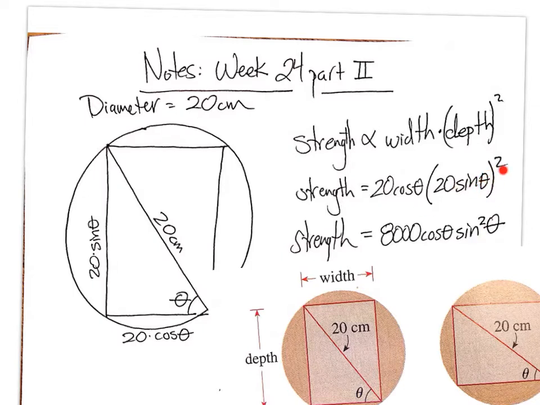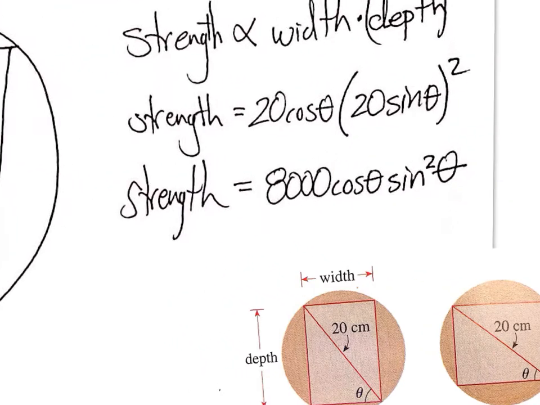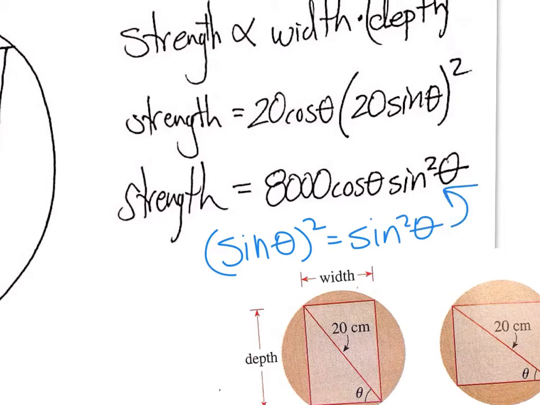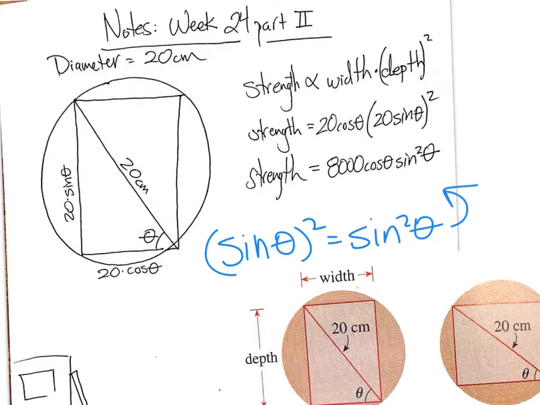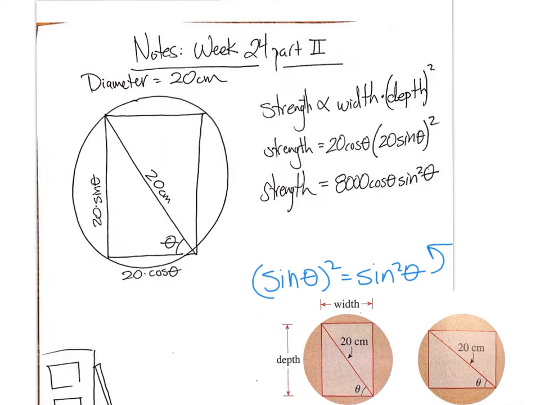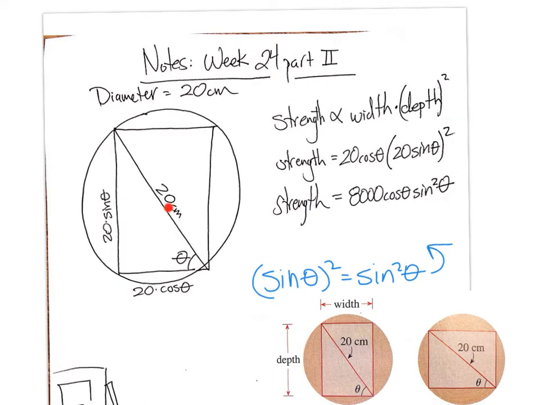And then look at how sine of theta squared, so this right here, we're going to be doing a bunch of this in the next unit. So sine of theta squared is just a shorthand version of writing it. We say sine squared theta. So that's what that means right there. Okay, so that's what the question was asking us to do, write an expression for the strength of the beam in terms of theta, so as a function of theta. And there we go.